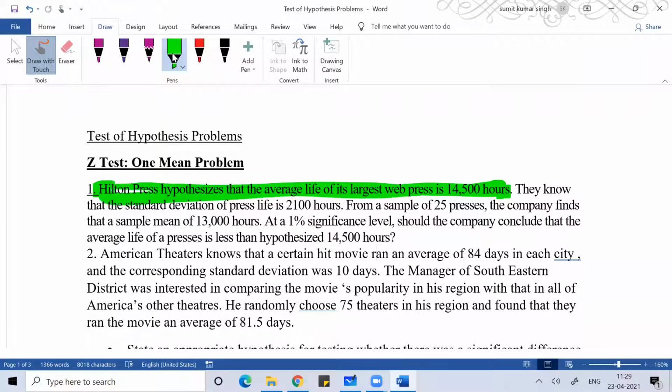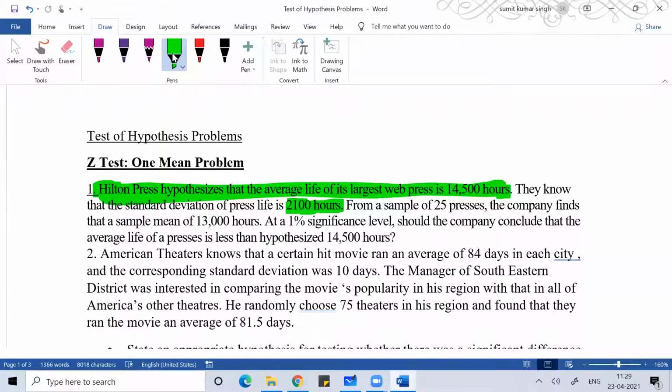We don't know if this is true or false. They know that the standard deviation of the press life is around 2100 hours. So here the population standard deviation is given to you. Whenever the population standard deviation is given to you and n is more than 30, we perform z test. But even then, before we do that, let's read the further lines of the question.